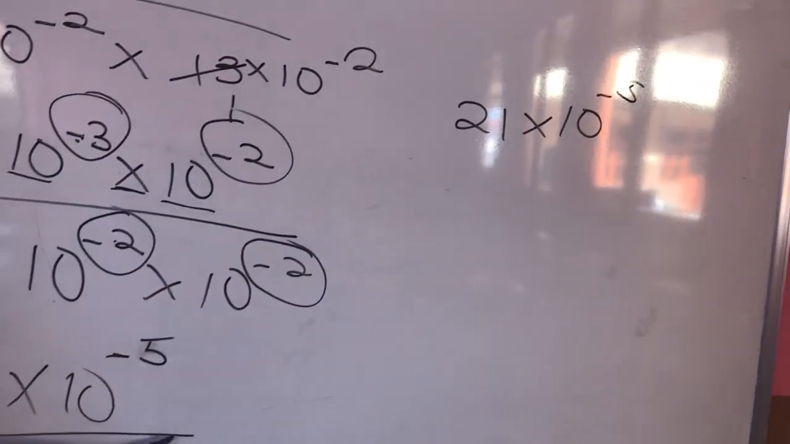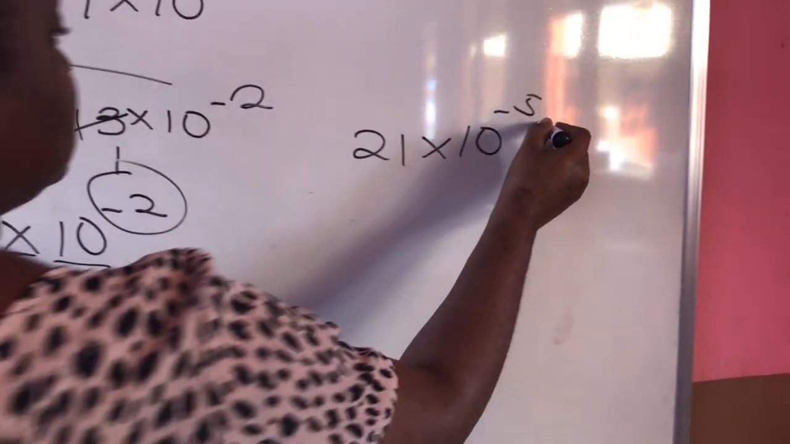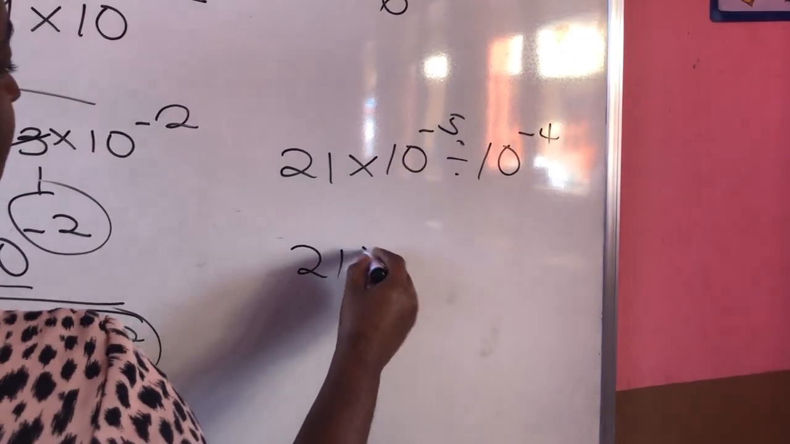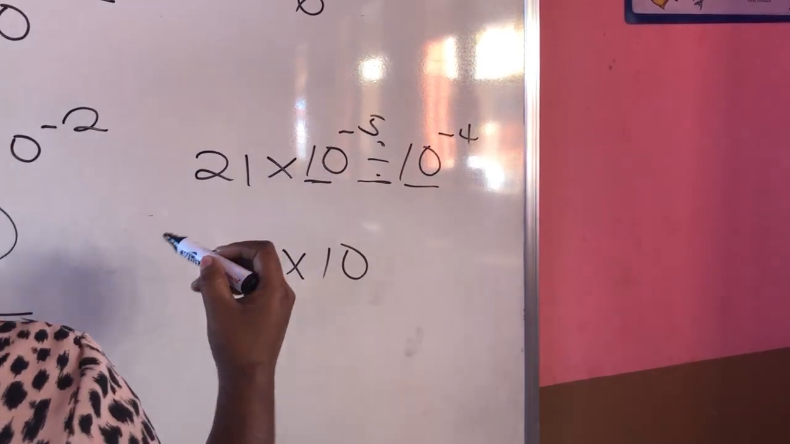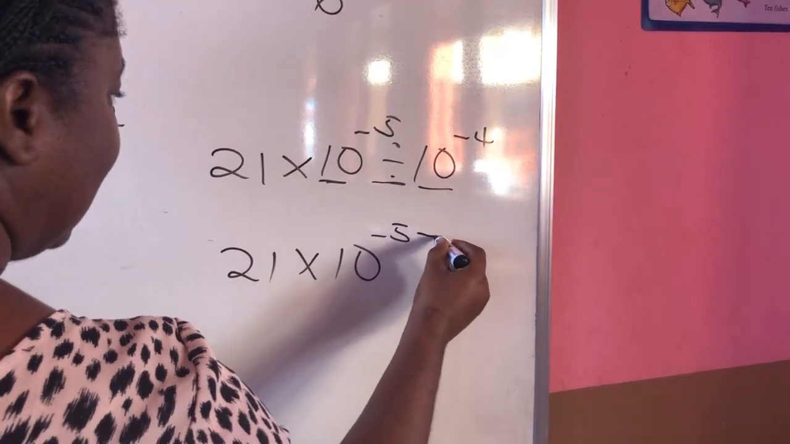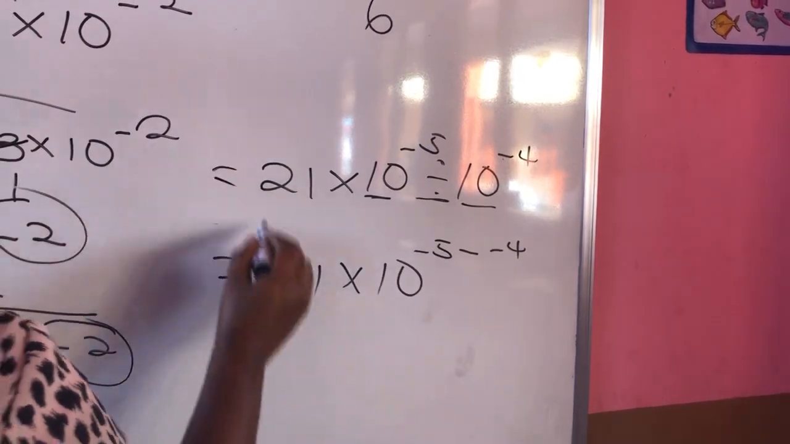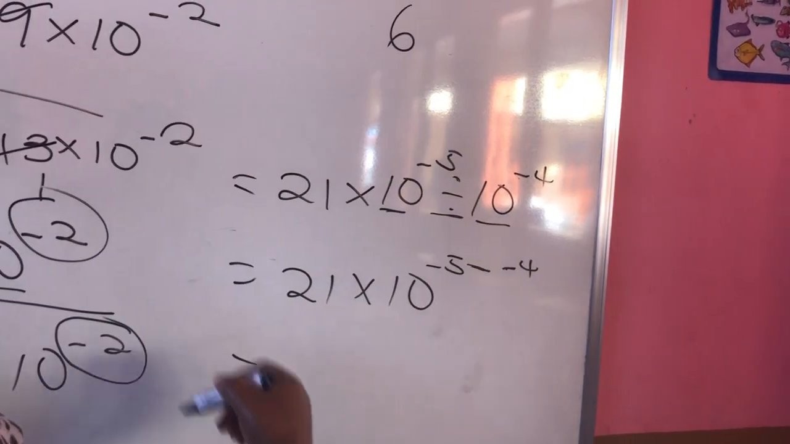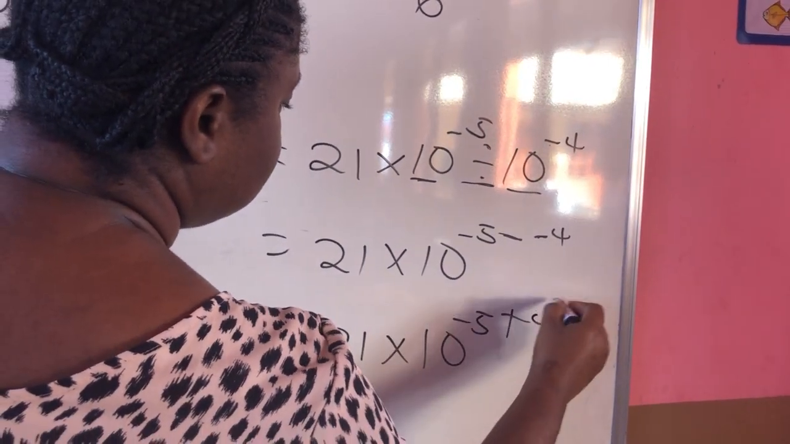Now you all know that this over is the same as what? Division. So you can rewrite it here as division. So you have 10 raised to the power negative 4. Now you have 21 times numbers of the same base. These are the same base. When they are dividing, what do you do to the power? You subtract. So you have negative 5 minus negative 4. Then you have to come down, for the teacher to know that you know that when negative and negative come together, it becomes a positive. So you have 21 times this plus 4.